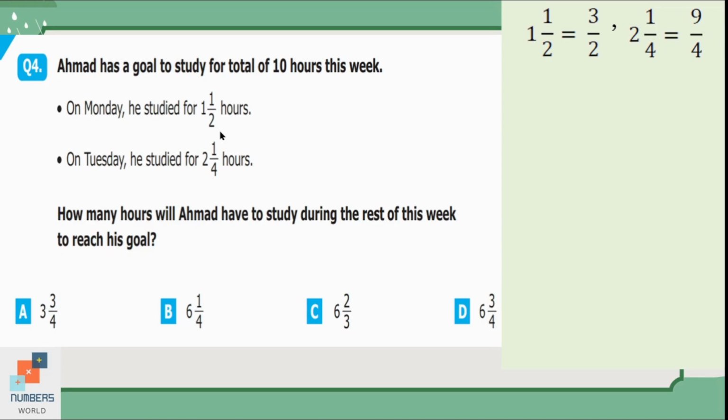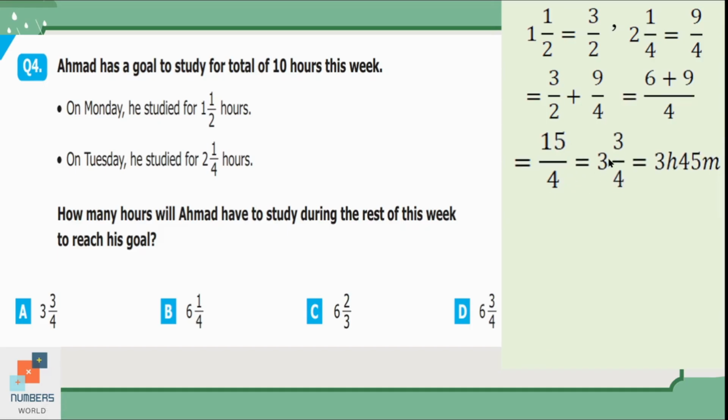Now we need to know the total time he studied on Monday and Tuesday. To do that, we will add the fractions, and here we will have to take the LCM. The LCM of 2 and 4 is 4, so we will convert our 2 into 4. 2 twos are 4, so 3 twos are 6. If we add 6 and 9, the fraction is equal to 15 by 4. Here, if we divide 15 by 4, the mixed number is equal to 3 wholes 3 by 4.